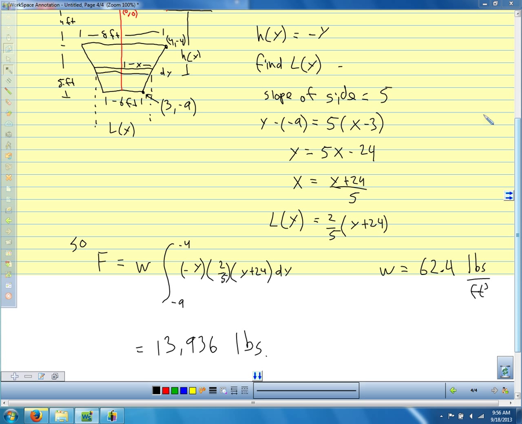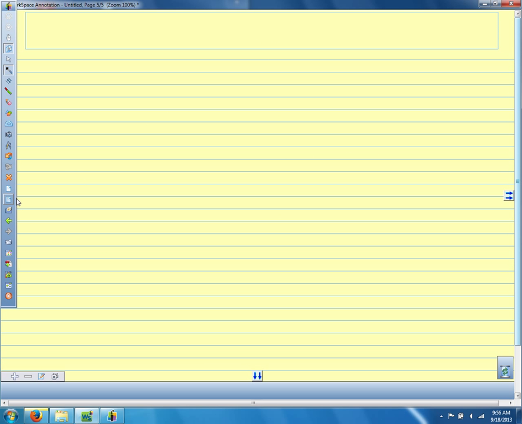Let me do one with a circle. So we'll do one example with a circle, and then I want to give you a little extension, very similar to the theorem of Pappus.